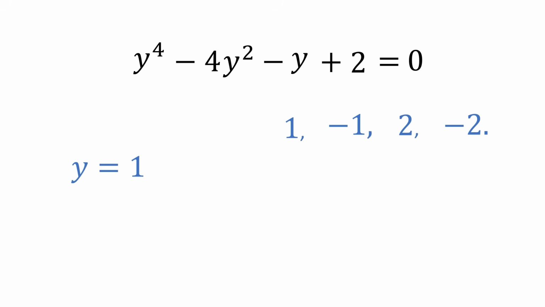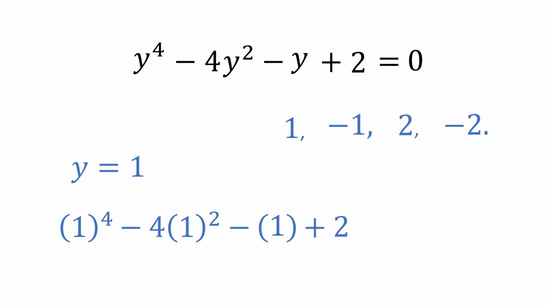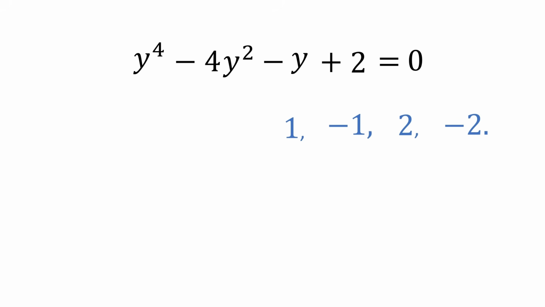If y equals positive 1, we get 1 to the fourth minus 4 times 1 squared minus 1 plus 2. Simplifying gives 1 minus 4 minus 1 plus 2 equals negative 2. That's not 0, so positive 1 isn't a root. Let's try negative 1 instead.